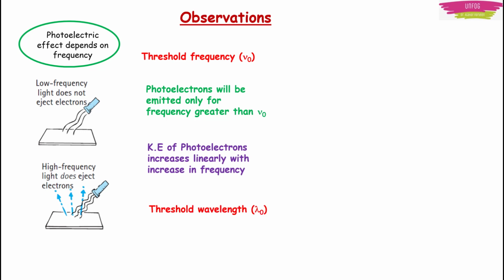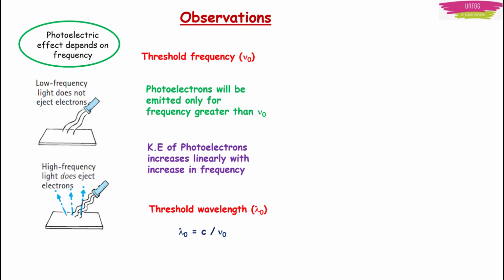The threshold wavelength lambda naught comes into the picture here. This lambda naught is equal to c upon nu naught. We know that lambda is equal to c upon nu, right? It is inversely proportional. So the threshold frequency and threshold wavelength come into the picture here. Now when I say that high frequency light ejects electrons, a change in frequency means a change in wavelength, and a change in wavelength means a change in the color of the light. Isn't it? Remember the visible light spectrum.